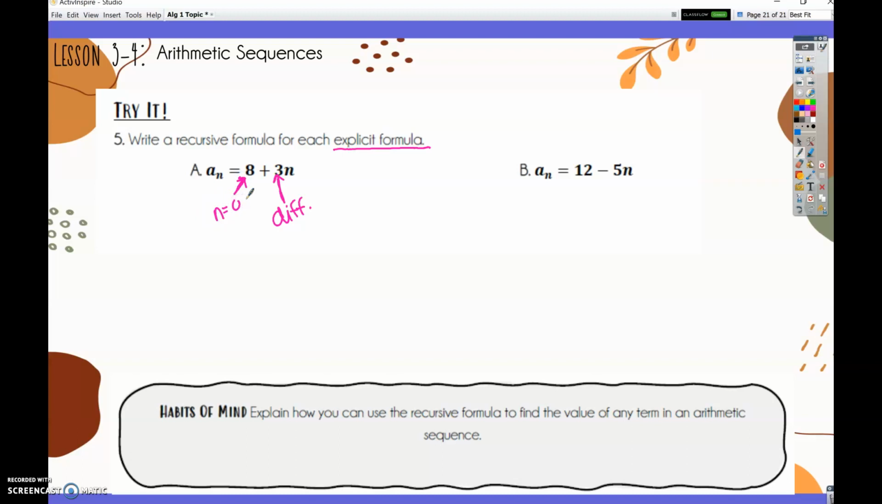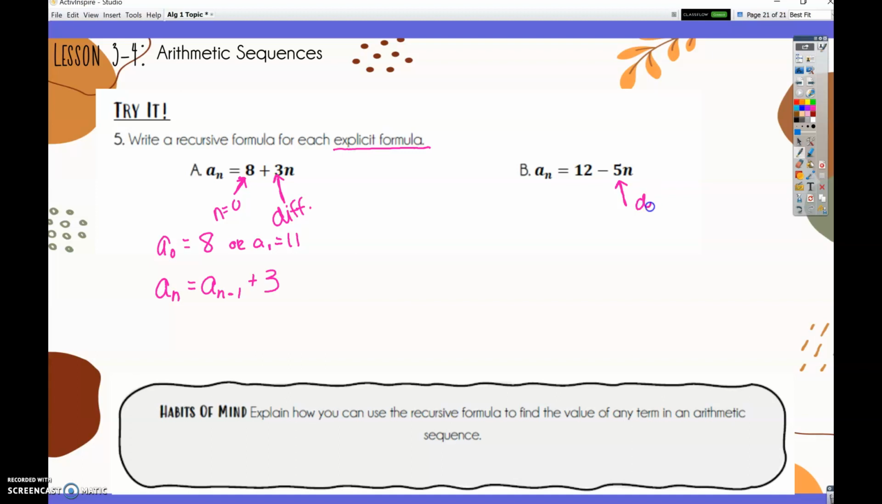So I would know my a sub 0 equals 8. My difference is 3. So if I ever want to get my next term, I will take my previous term, my a sub n minus 1, and add 3 to it, starting at my 0th term of 8. Now you could also say your first term will be 11. Sometimes they like to give the a sub 1.